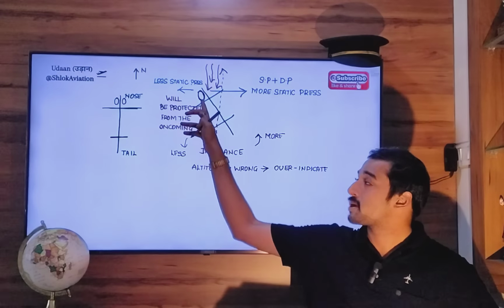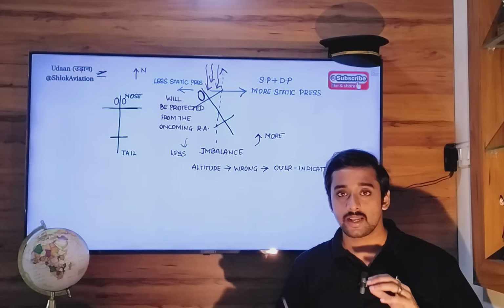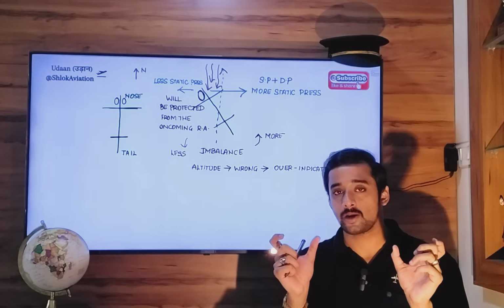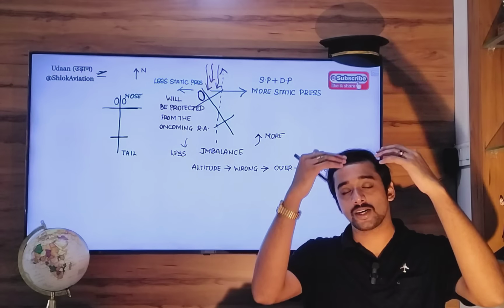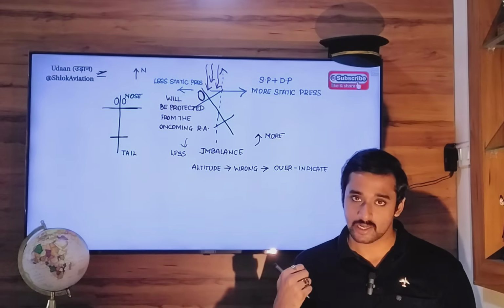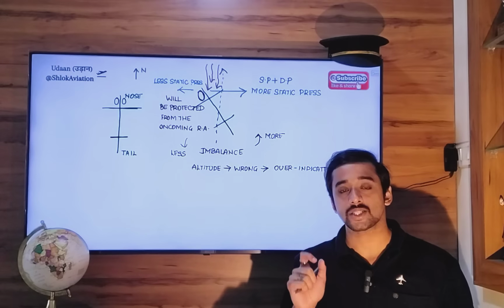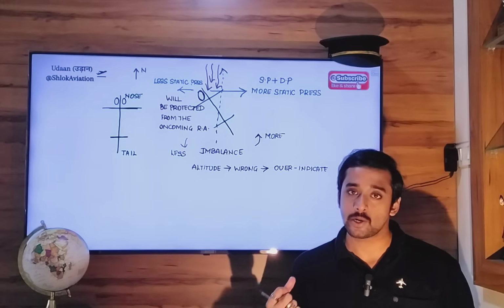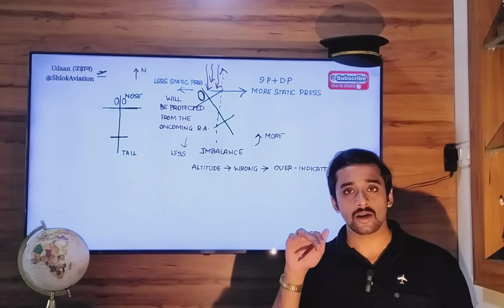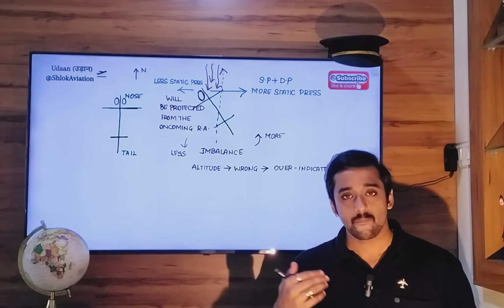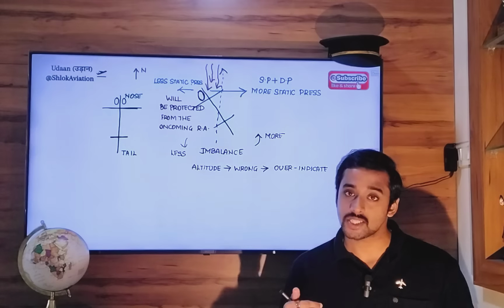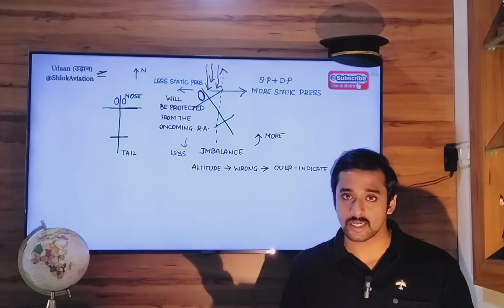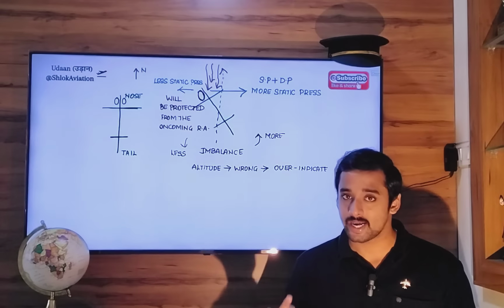Because this static port is registering less static pressure than required, than expected, and less static pressure means more altitude. You will find less and less static pressure as you climb to higher and higher altitudes. So this less static pressure is translated into higher altitude information. That means you may be flying at a constant altitude of 4,000 feet, but because of this less static pressure getting registered, your altimeter will show a higher altitude, let's say 4,500 or 5,000 feet. So it will over indicate.